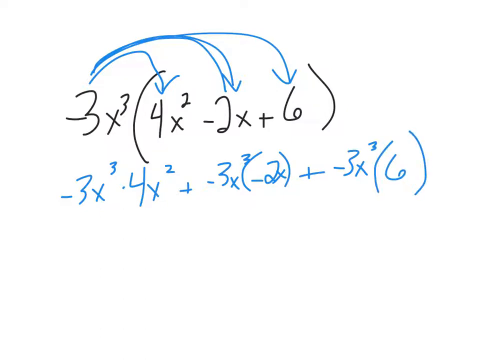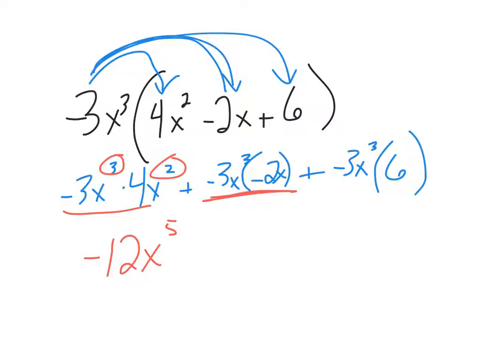Putting those together, for the first part, negative 3 times positive 4 is negative 12, and that's x to the 5th, because we're putting those together. Then we add the next part we've distributed. Negative 3 times negative 2 is positive 6, so the next part is plus 6, but it's x to the 4th, because we're adding 3 and 1, since that x doesn't have anything on it.